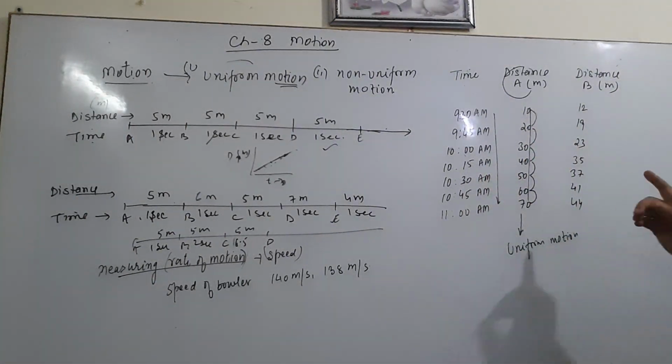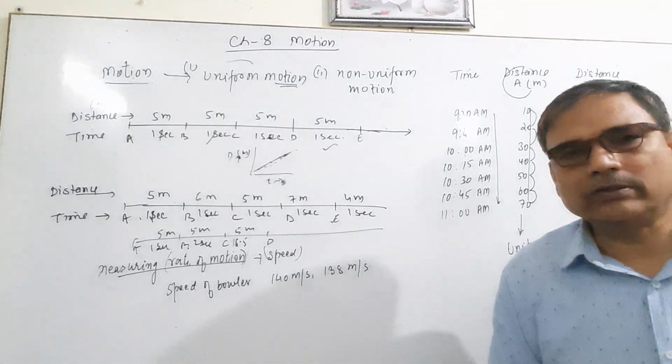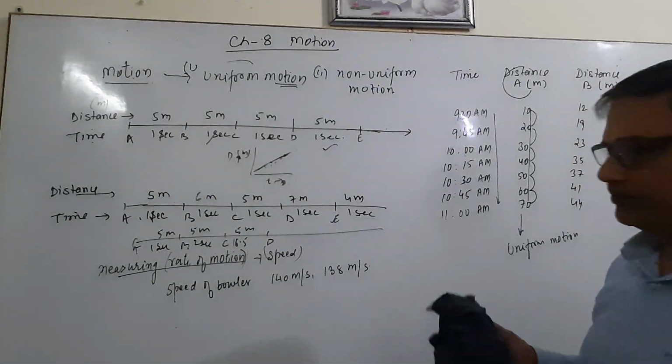And check the second one. Same question. Name the type of motion and the graph. Tell me.